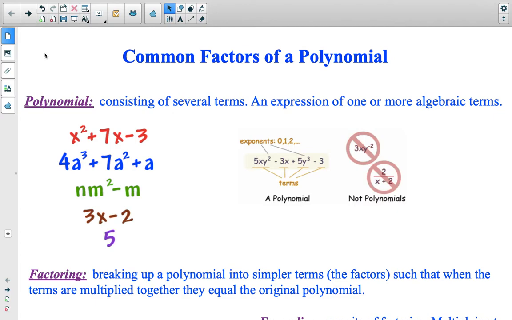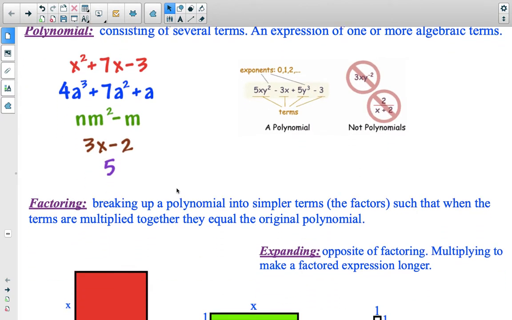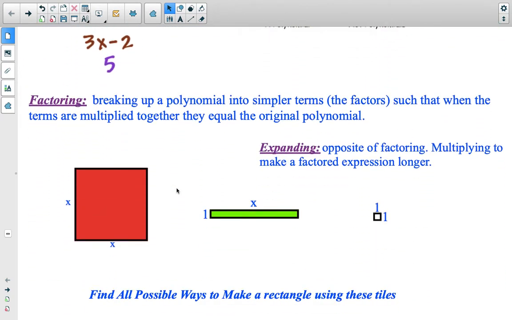A polynomial consists of several terms. If we have 3 terms, we call it a trinomial. If we had 2 terms, we called it a binomial. 1 term, we called it a monomial. So poly just means many, so it's many terms. We're going to talk about factoring and expanding.